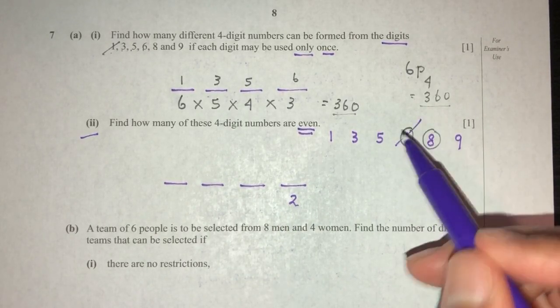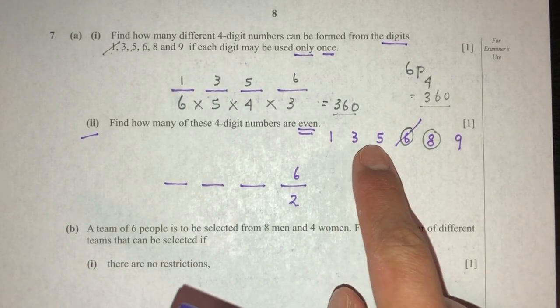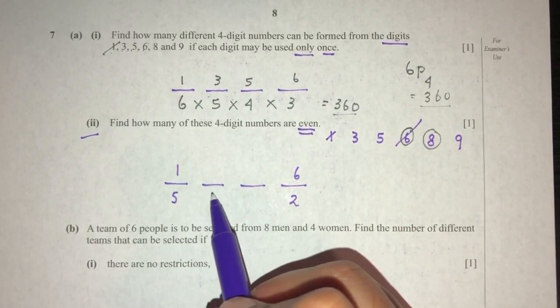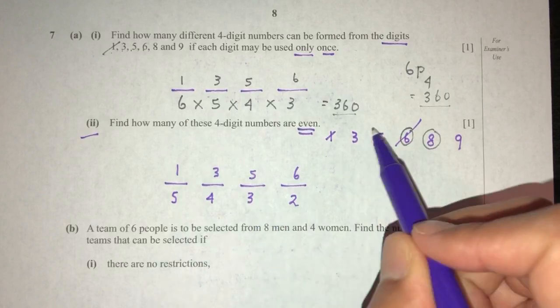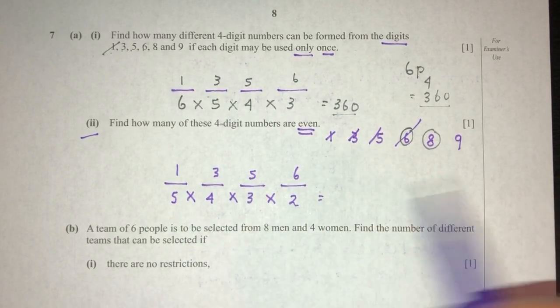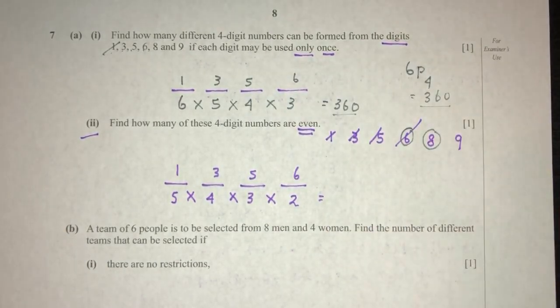Let's say we choose 6. Now for the rest it can be anything. So we have 5 options. Let's say we choose 1, 4 options, we choose 3, and 3 options. Let's say we choose 5. So your answer will be 2 times 5 times 4 times 3. That will be 120 as your answer.